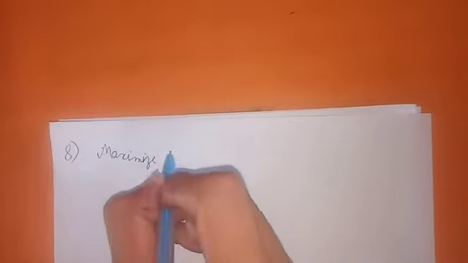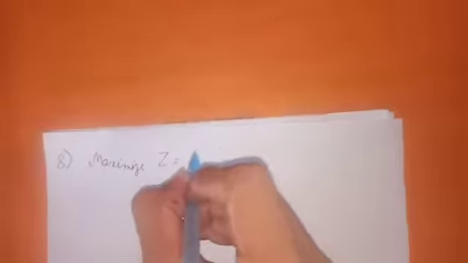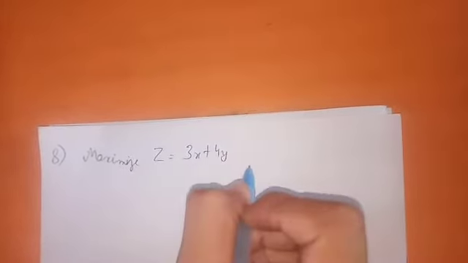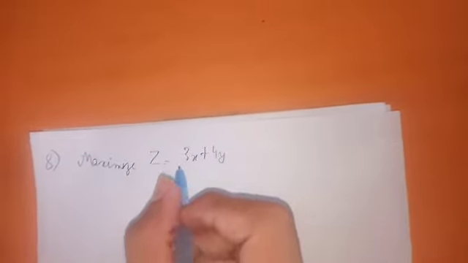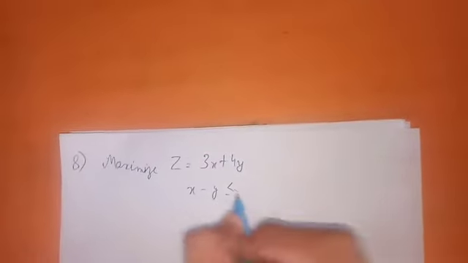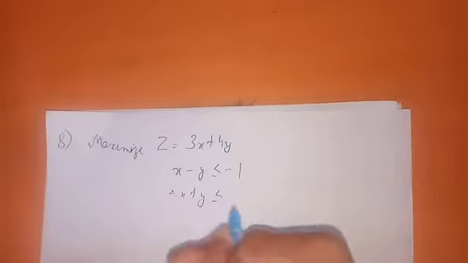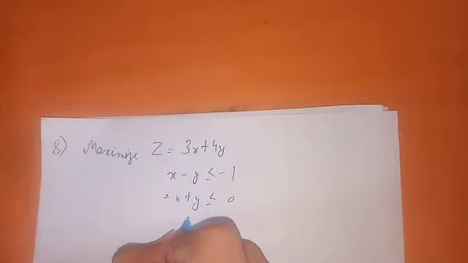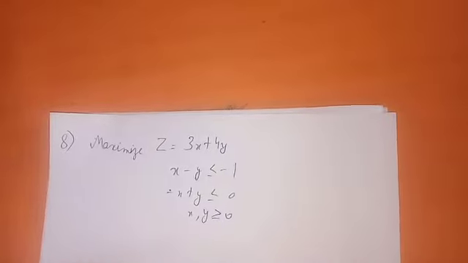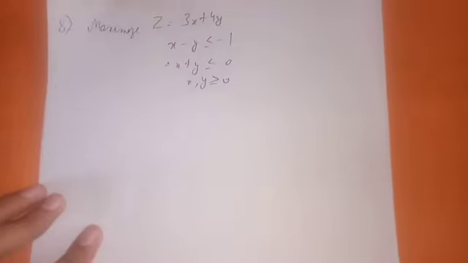So what is our 8th example? We have to maximize z equal to 3x plus 4y for constraints x minus y less than or equal to minus 1, minus x plus y less than or equal to 0, and x and y must be greater than or equal to 0. Okay, for this we are going to solve.